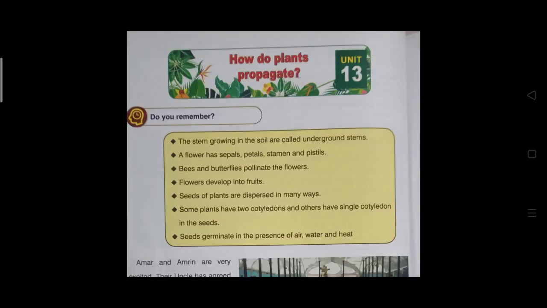Hello, my dear children. Can we start a new unit today? Unit 13. How do plants propagate? Do you remember? Look at that yellow color box. These are your previous knowledge related to this chapter. First, we can recall these previous knowledge.